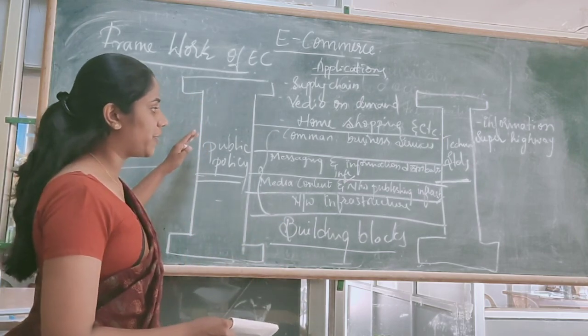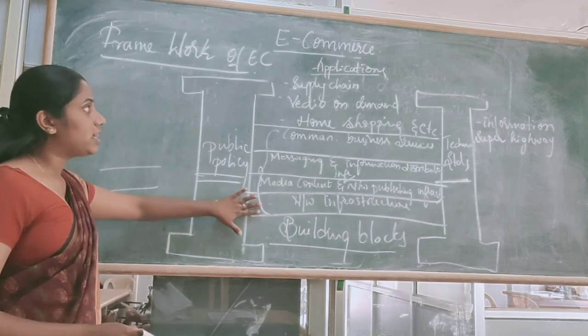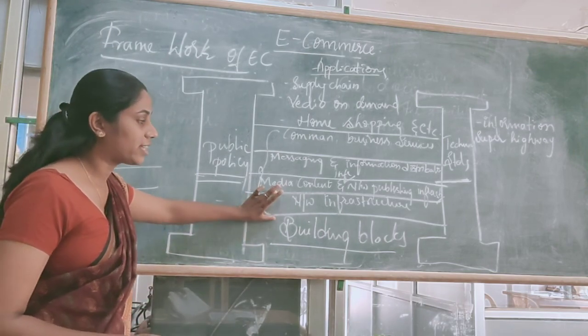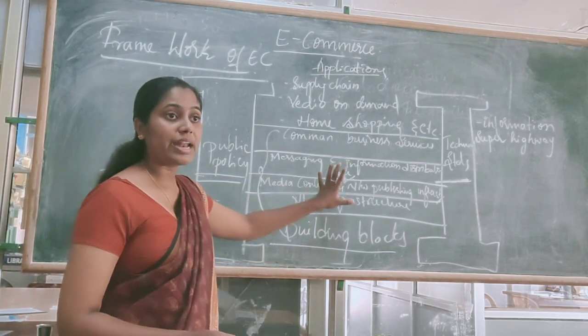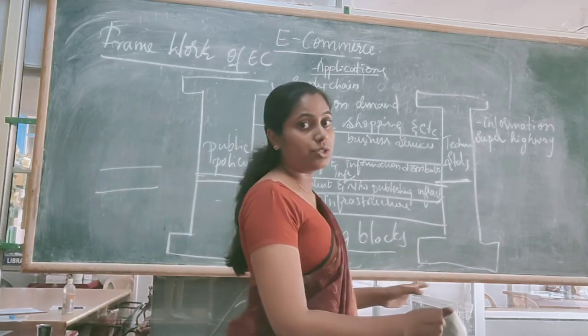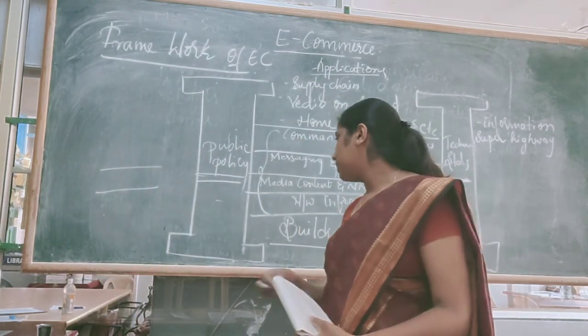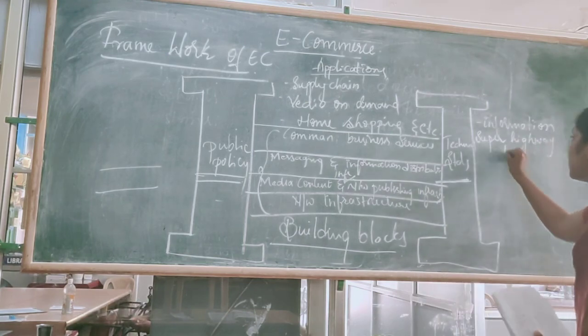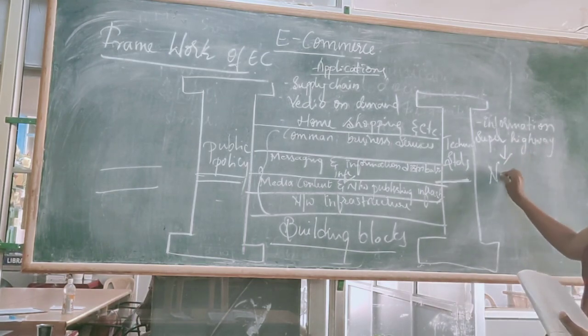Like the national highway, where goods are sent, similarly in e-commerce we have network infrastructure or information superhighway for sending the goods, and it is not monolithic.